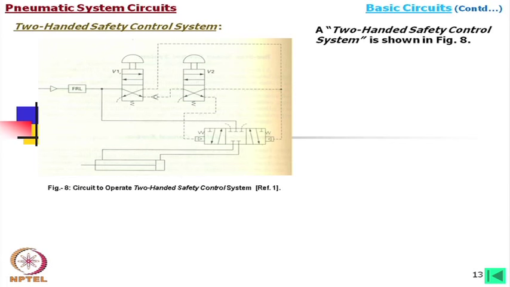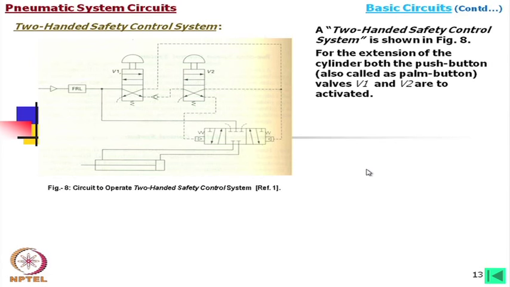Now, another very important operation, this is usually with pneumatics, but it can be with hydraulics also. This is called a two-handed safety control system. In this two-handed safety control valve system, we have a double acting cylinder here. How many ports? We have 5 ports and 3 positions. This is the neutral position. So, we should call this a 5/3 DCV, and these are 4/2 push button type valves, and this is the main supply source.